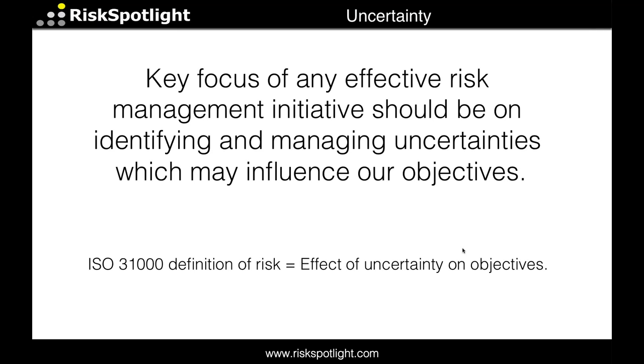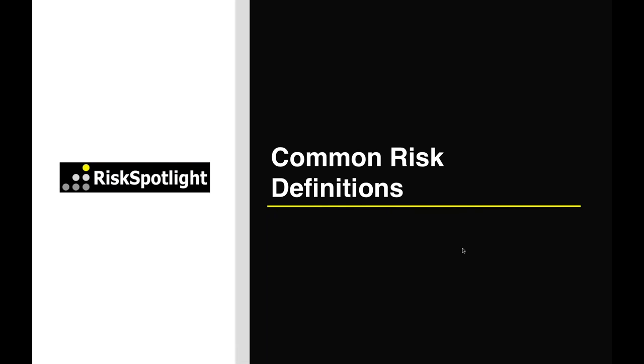So the key focus of any effective risk management initiative should be on identifying and managing uncertainties which may influence our objectives. So that should be the key, and that comes from ISO 31000, which is an international risk management standard. I think all operational risk management practitioners should be aware of these international standards, or widely adopted standards. So ISO 31000 is one of those standards which defines risk as the effect of uncertainty on objectives. So it doesn't say that it's all bad things. It uses this much broader concept of uncertainty.